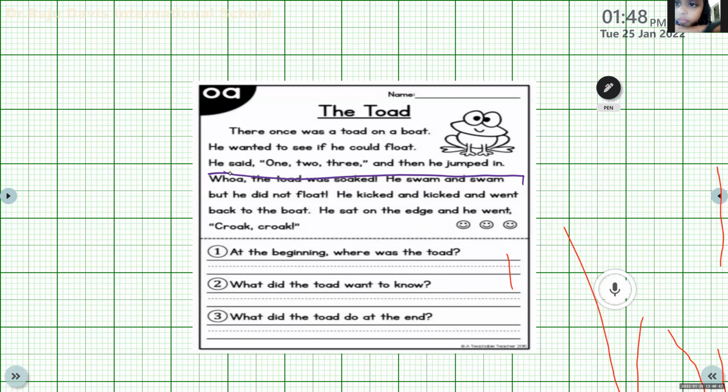Read. No, read the heading. The toad. There once was a toad. A toad on a boat. He wanted to see if he could float. He said one, two, three. And then he jumped in. Don't read jumped, it is jumped. Jumped in. Good.